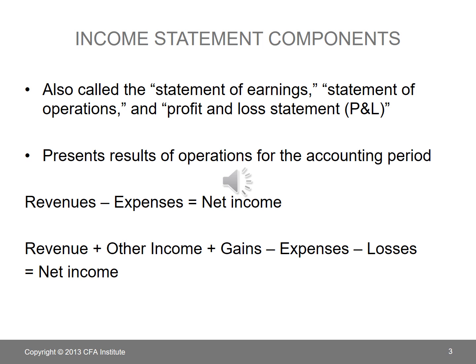Minority interest represents the portion of income that belongs to minority shareholders of the consolidated subsidiaries, as opposed to the parent company itself. So this is basically what you as an analyst would expect to see in an income statement, and a brief explanation of the different components that you might find in an income statement and what they actually mean for you as an analyst.